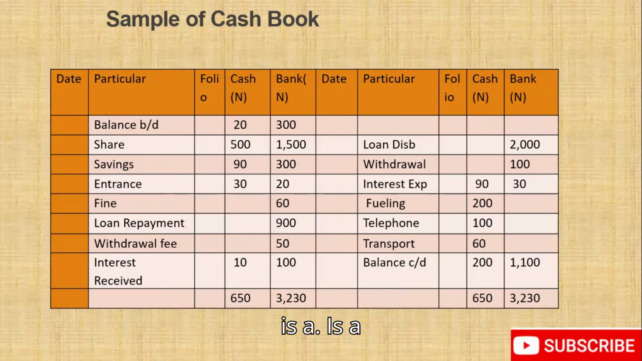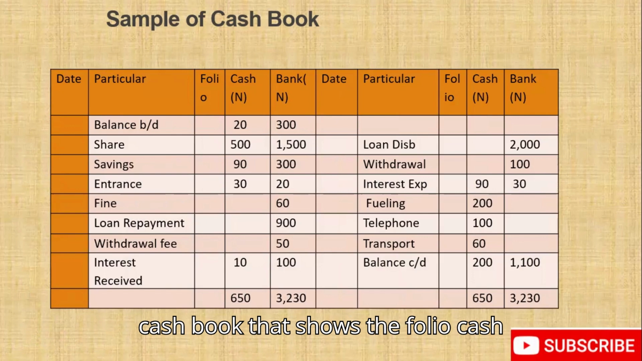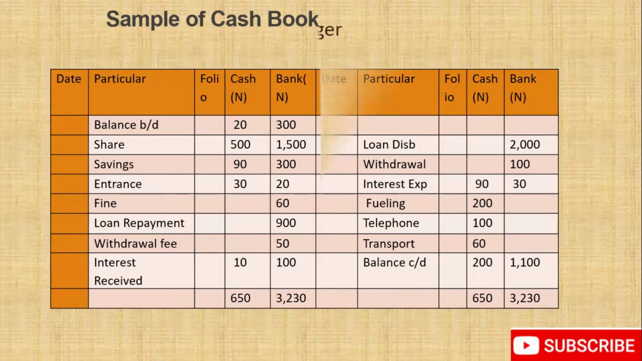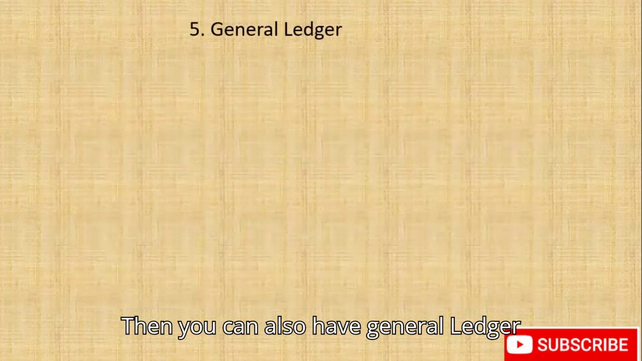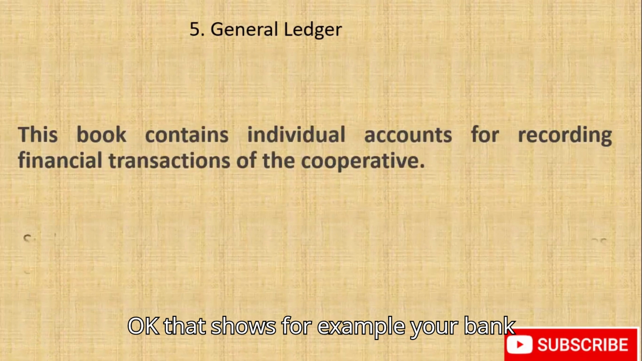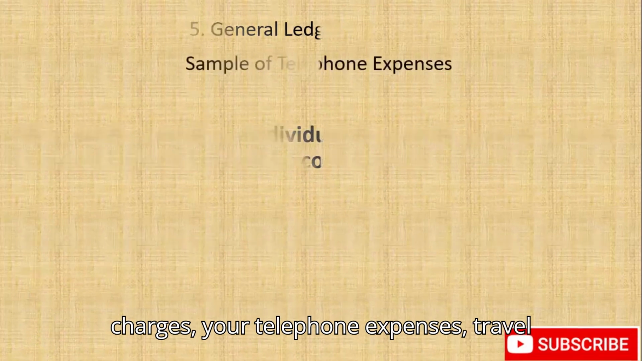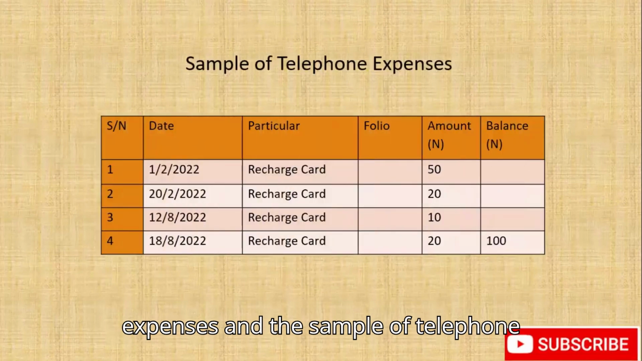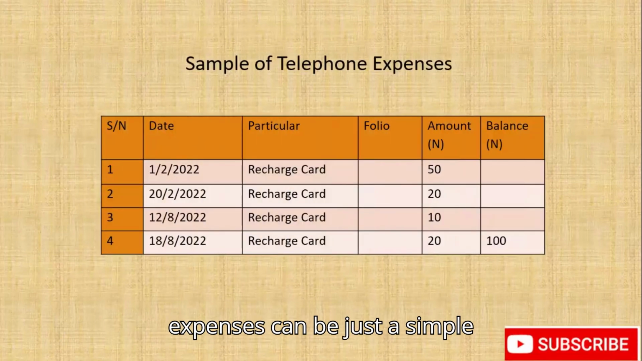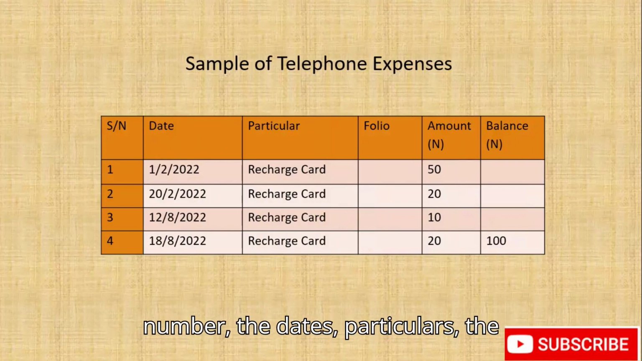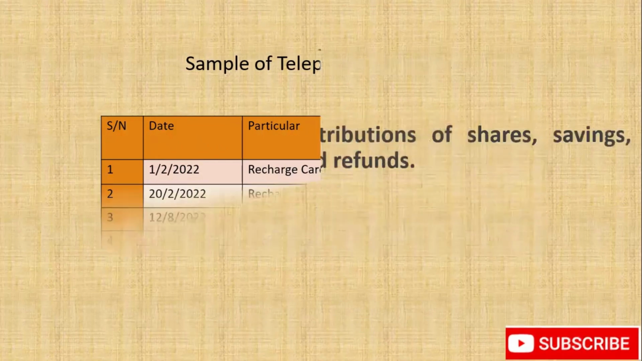What we are seeing is a cash book that shows the folio, cash, and bank, dates and particulars. Then you can also have a general ledger that shows, for example, your bank charges, your telephone expenses, travel expenses. The sample of telephone expenses can be just a simple sample like we are showing you now: serial number, the dates, particulars, the amount, and the balance.